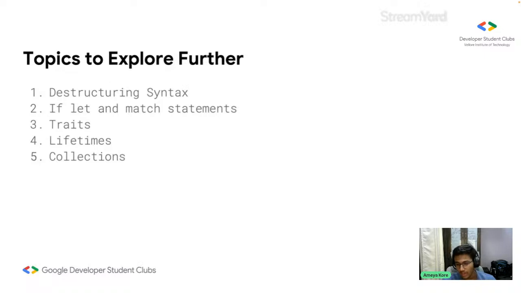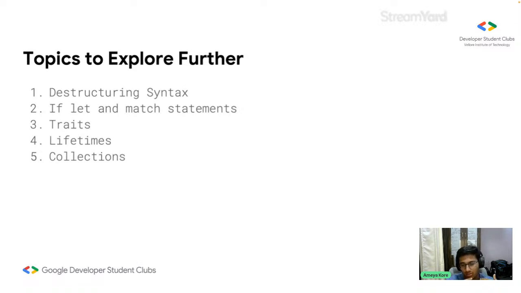Okay, I've come to the end of this session here. I've left out a lot of stuff in the language, purely because of time constraints. But here are some topics if you want to explore further. There's the destructuring syntax, where you can access parts of an enum or a structure and extract it while writing code or doing variable assignment. You have if let and match statements, which are basically pattern matches, very powerful statements.